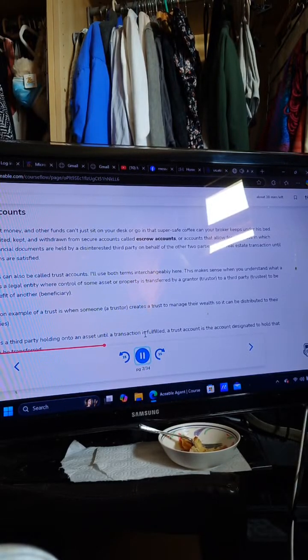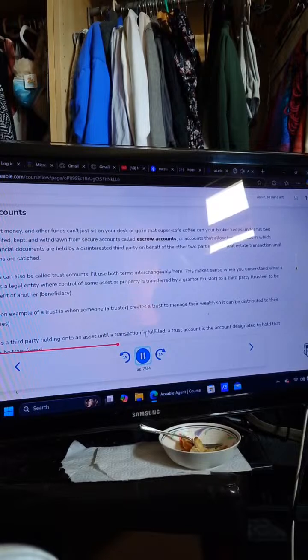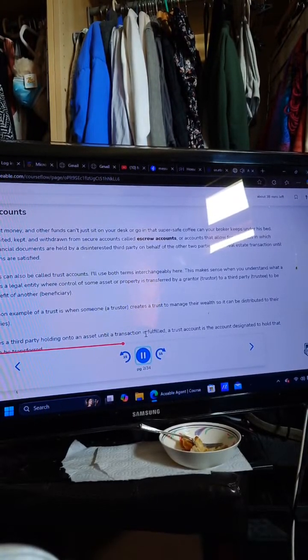There are other funds and monies a broker might handle, such as security deposits or fees for providing rental services. But deposits and earnest money are the most common types of funds, and the ones we will be focusing on in this chapter. Escrow accounts hold deposits, earnest money, and other funds. Hint, hint, they don't go in that super safe coffee can your broker keeps under his bed.